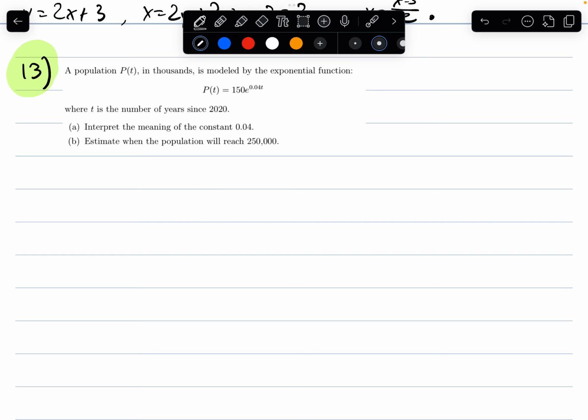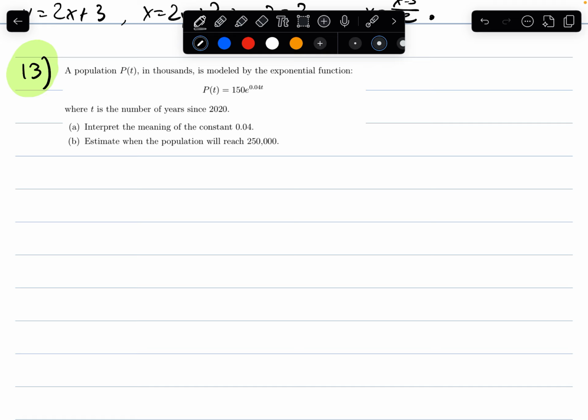So t is the number of years since 2020. Interpret the meaning of the constant 0.04. So 0.04 is going to somehow scale our time. So how can I phrase this effectively?